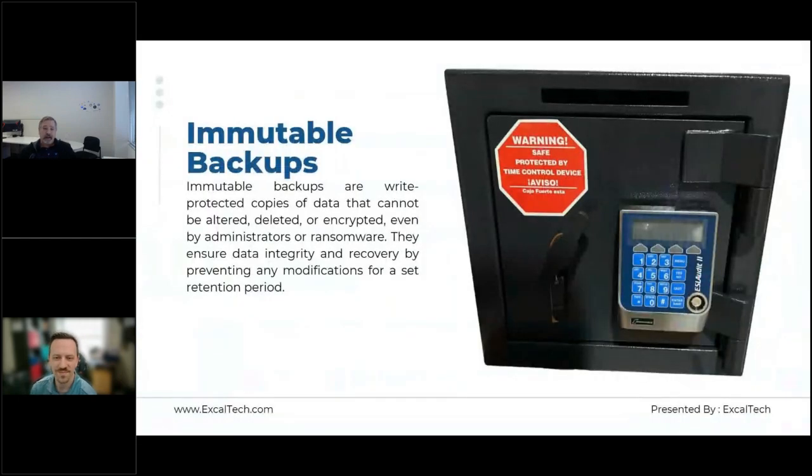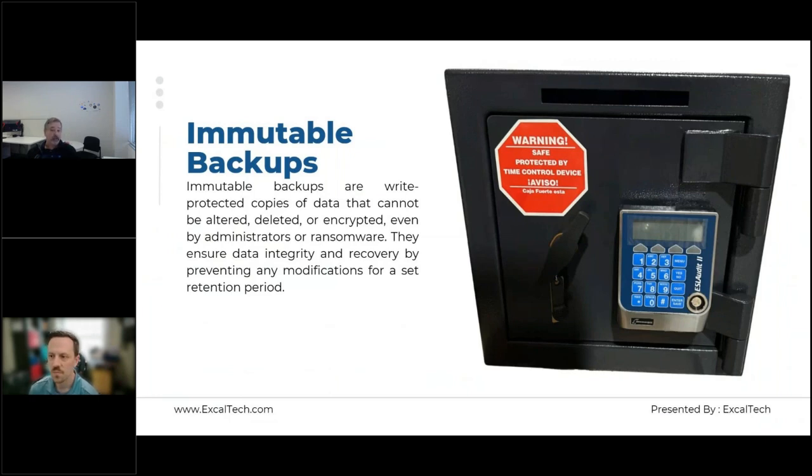Next slide. Here is immutable backups. So imagine you've got a time-sensitive safe, a security lock. Once you've placed your valuables inside and you turn the dial, nobody, no matter how powerful or persuasive, can open it until the timer expires.